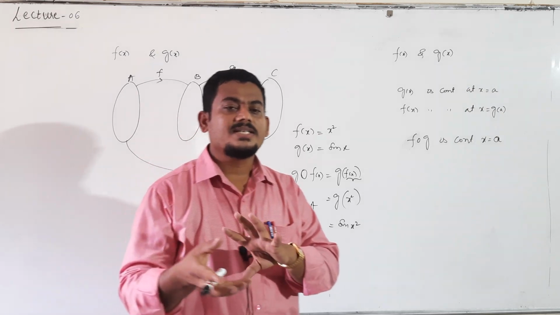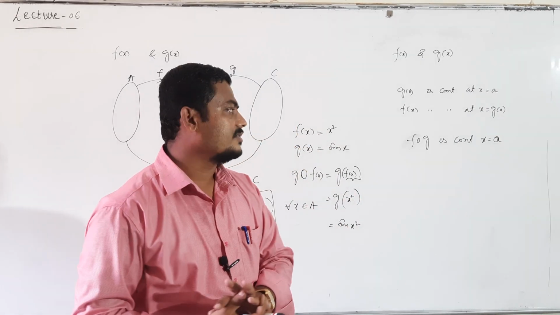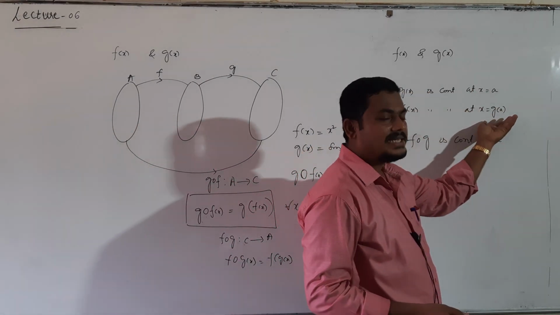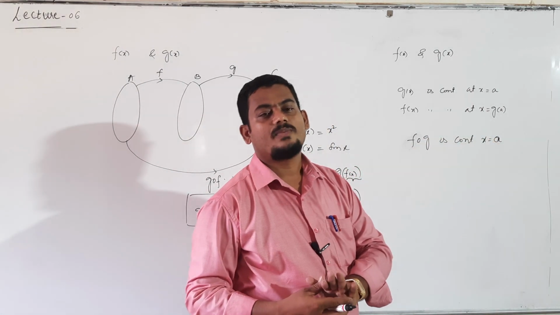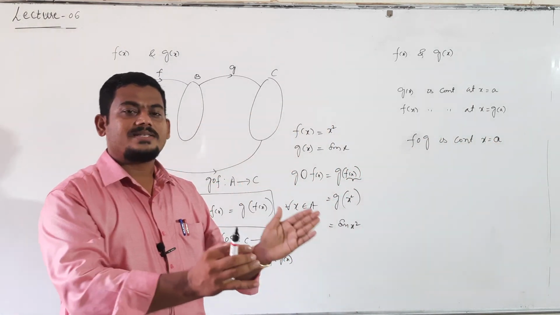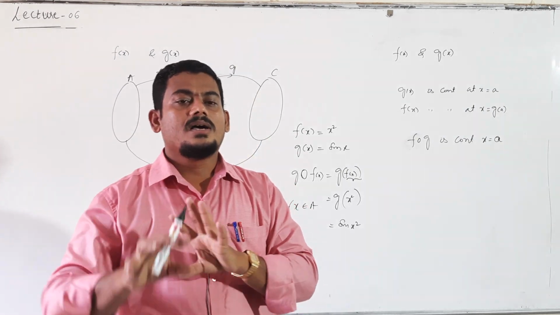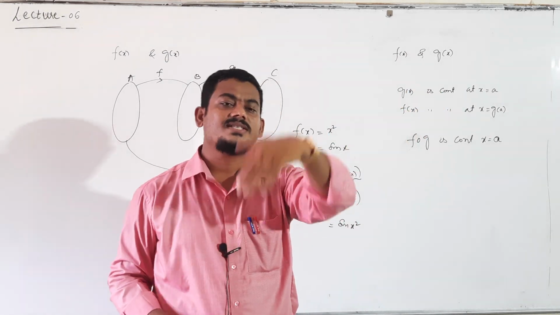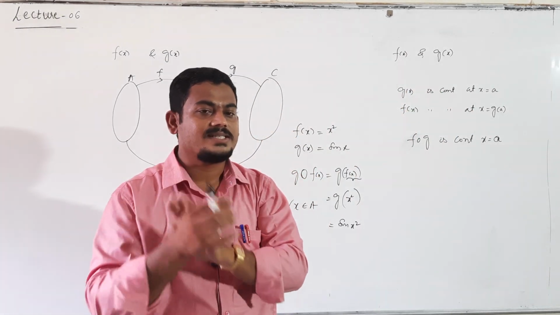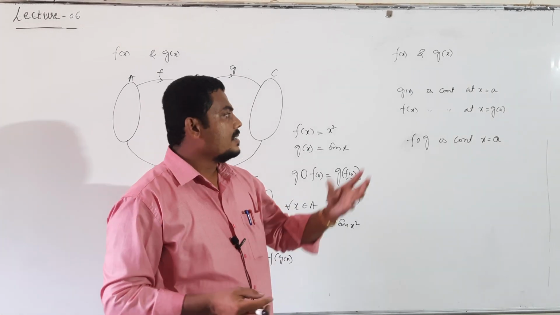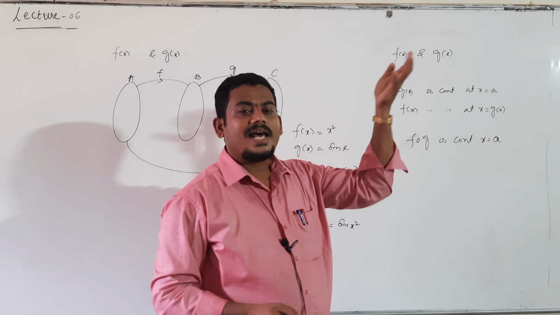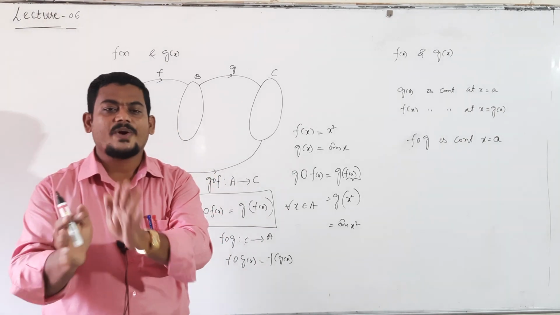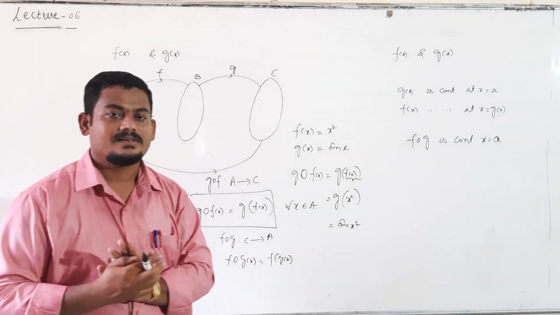Remember, if two functions are continuous, then their composition is continuous. If g is continuous at a, and f of x is continuous at g of a, then their composition is continuous at that point. If f of x is continuous and g of x is continuous, then their composition is continuous. Composition of two functions is continuous. Just remember this result. Proof is not necessary, right? Suppose two functions are continuous at a point, then their composition is also continuous at that point. Just remember this result. Okay?